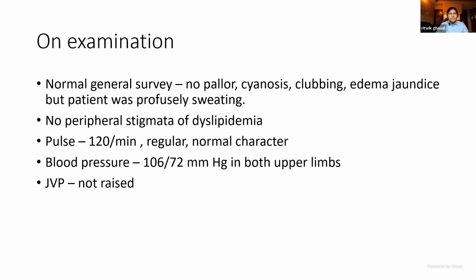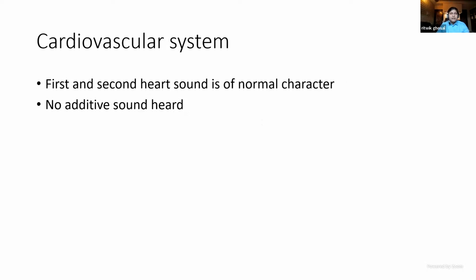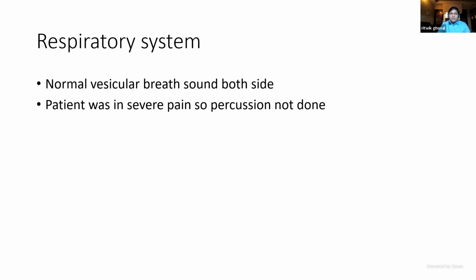So, sir, after that, we went for a quick examination where on the normal general survey, no pallor, cyanosis, clubbing, edema, or jaundice was present, but the patient was profusely sweating and no peripheral stigmata of dyslipidemia was there. Pulse was regular, 120 per minute. He was tachycardic, normal in character, and there was no radio-femoral delay. Blood pressure was 106 by 72 millimeter of mercury in both upper limbs. JVP was not raised. So we quickly went for the cardiovascular examination where the first and second heart sounds were of normal character and there was no additive heart sound. Respiratory system examination was also normal, with vesicular breath sounds on both sides, and the patient was in severe chest pain, so no percussion was done.